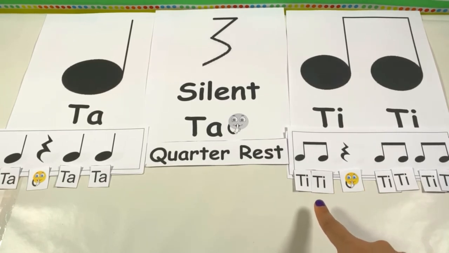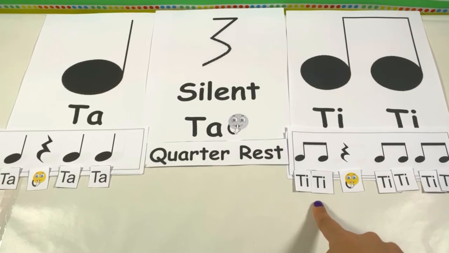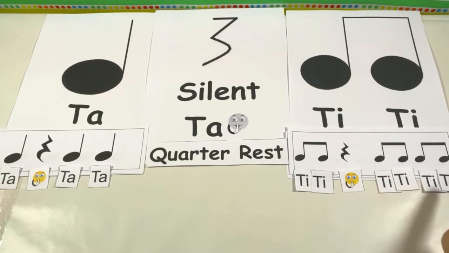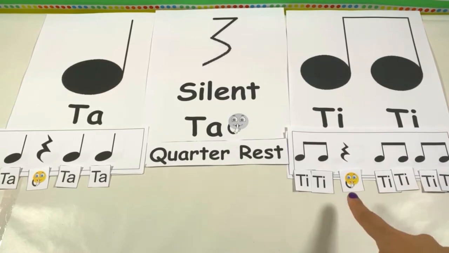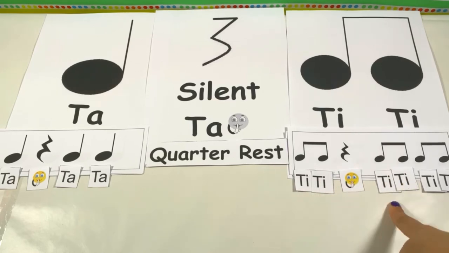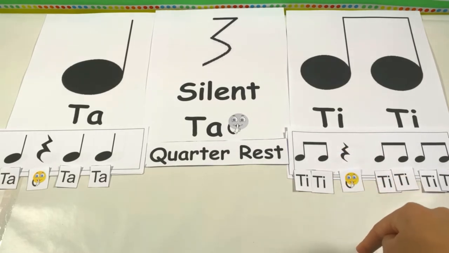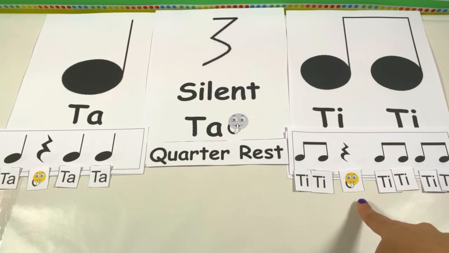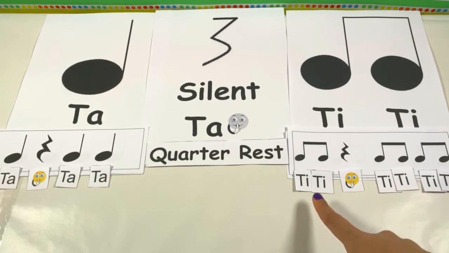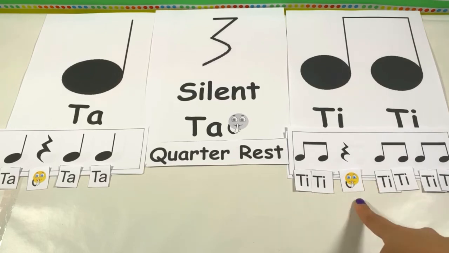One, two, ready, go. TT, sh, TT, TT. Try it again. Ready, go. TT, sh, TT, TT. Now, can you try it without saying sh? Let's try it and only think ta here. Don't say anything. We have to be super silent on our quarter rest. Ready, go. TT, TT, TT.